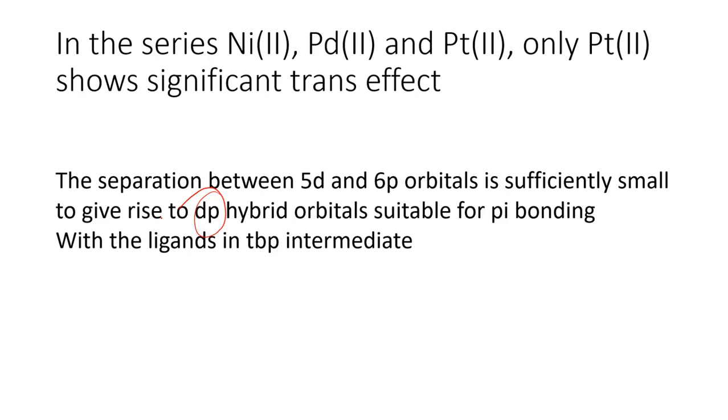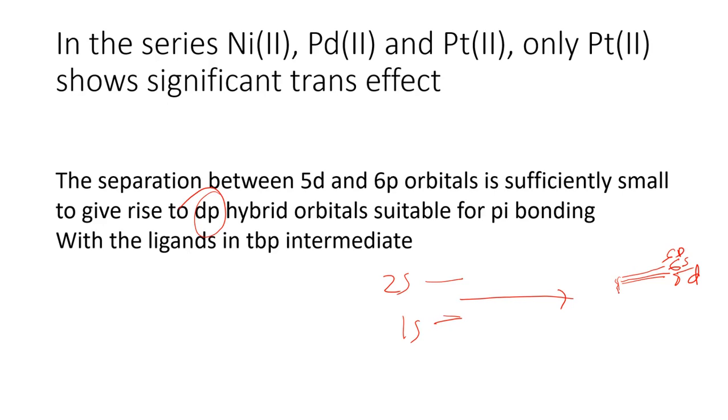Now see that whenever you are moving along a group from top to bottom, the size of the atom increases. When the size of the atom increases, the orbitals are more diffused. When they are more diffused, the inter-level energy gap would be small. For example, consider the energy gap between 1s and 2s. Going from top to bottom, when the size of the atom increases, if this is the 5d, then this is the 6s, and this can be the 6p.